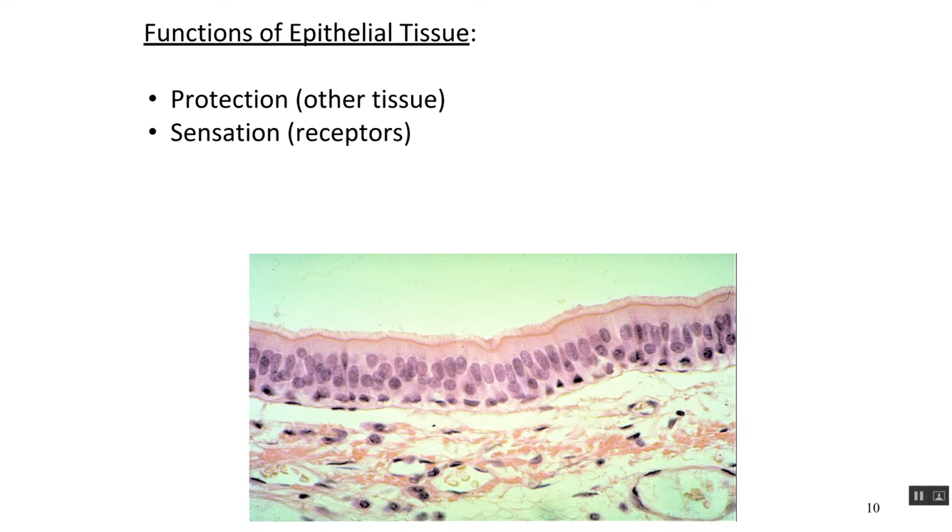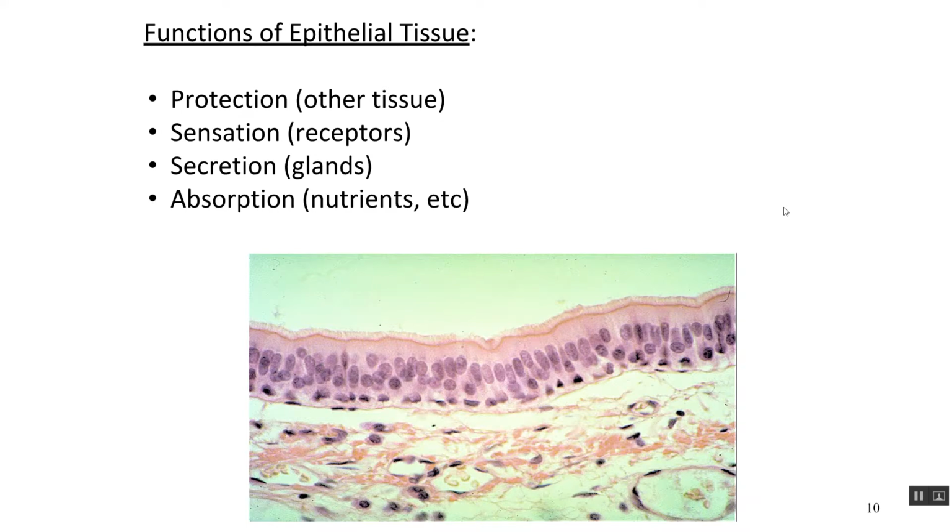Sensation. A lot of your receptors are stored inside epithelial tissue, and that way you can feel hot, cold, hard, soft, and a lot of other sensations. Secretion. You have glands, and we'll be getting more into the types of glands that we have when we go into skin. Absorption, so nutrients, oxygen, etc. And excretion, getting rid of waste. So these are all functions of our epithelial tissue.